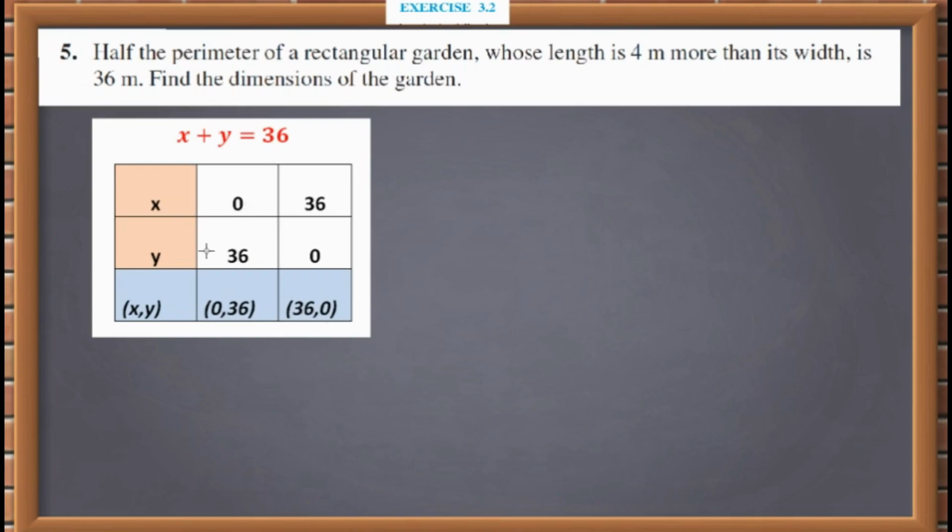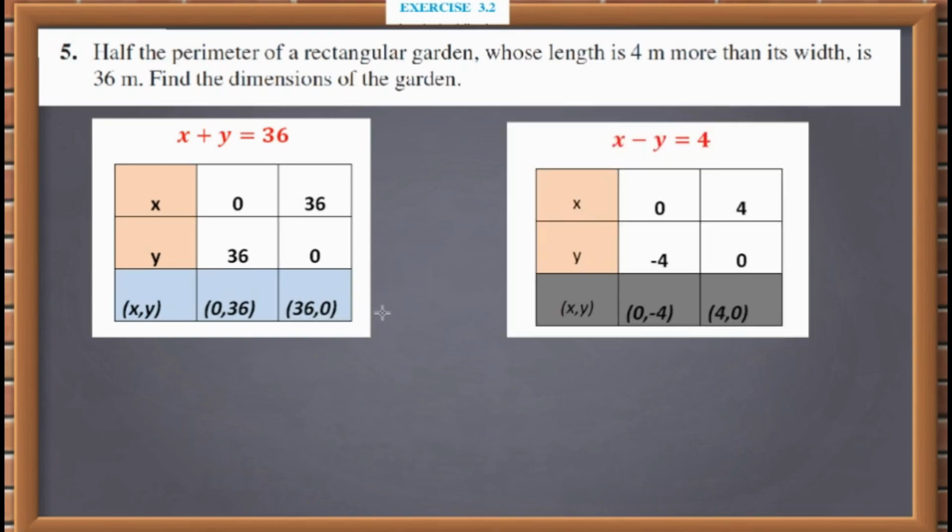When x is 0, y is 36. The reason is I am replacing the value of x with 0. As 0 has no value, y will become 36. So y is equal to 36. So the ordered pair or point is 0 comma 36. Now I will assume y value as 0. When y is 0, I replace y with 0. So x will become 36 as y has no value. So when y is 0, x is 36. The point is 36 comma 0.